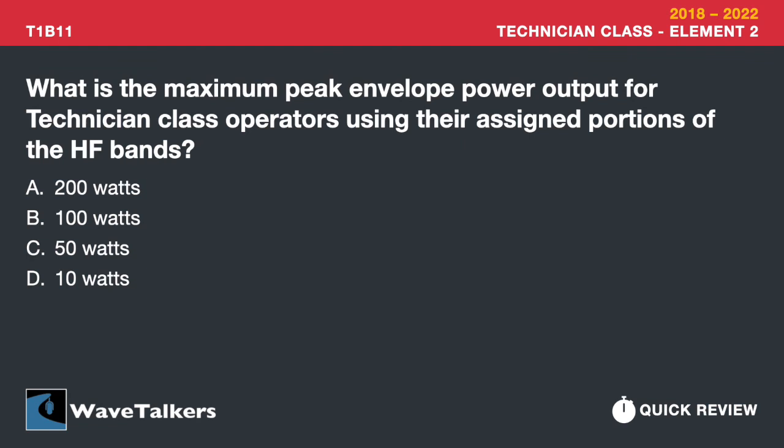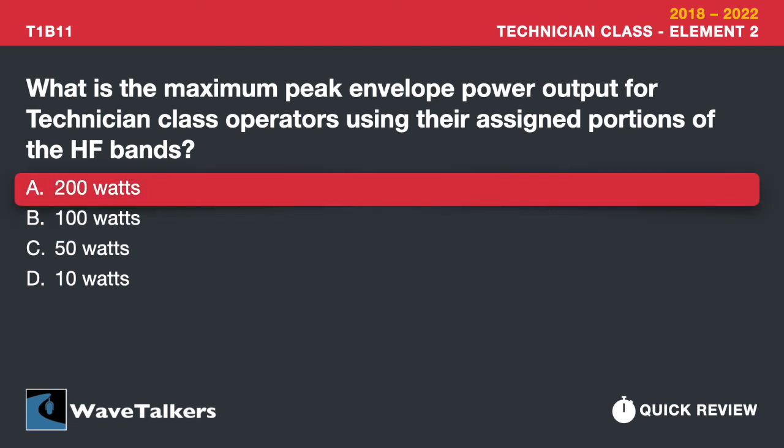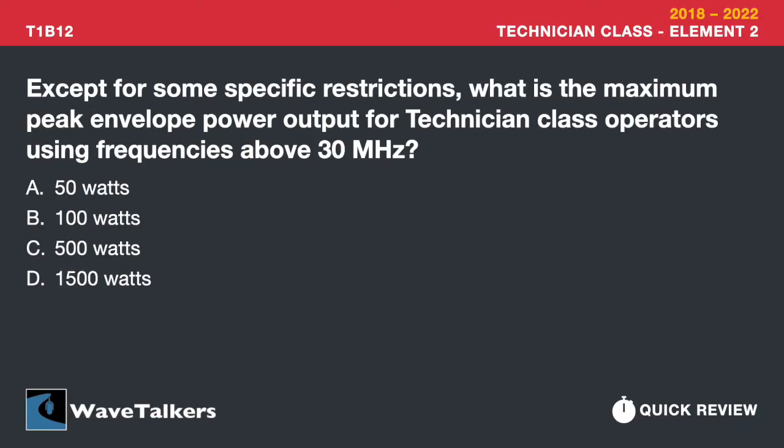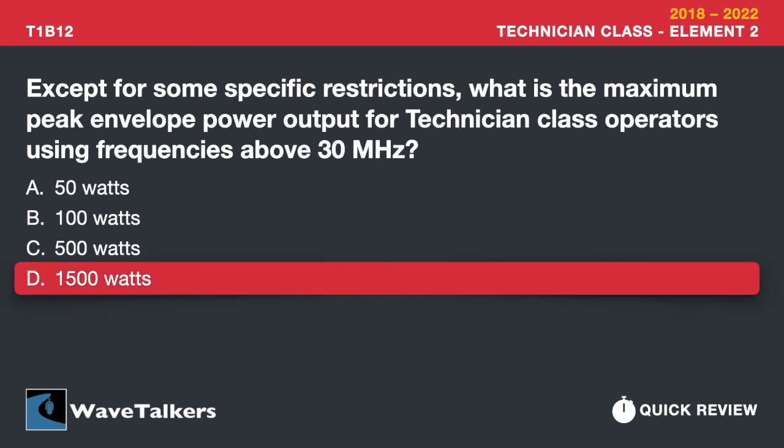What is the maximum peak envelope power output for technician class operators using their assigned portions of the HF bands? 200 watts. Except for some specific restrictions, what is the maximum peak envelope power output for technician class operators using frequencies above 30 MHz? 1500 watts.